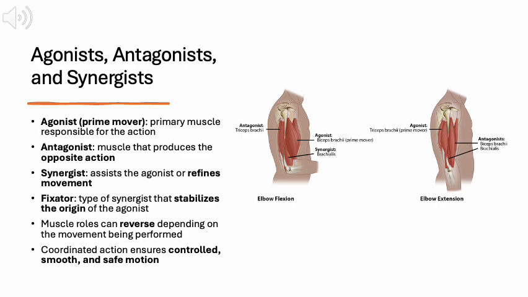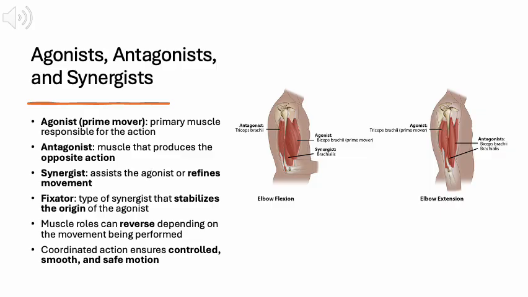Muscles work in teams, not isolation. The agonist, or prime mover, is the muscle primarily responsible for producing a movement. The antagonist does the opposite action, allowing for controlled motion and preventing injury. For example, when the biceps brachii flexes the elbow, the triceps brachii acts as the antagonist to extend it back.